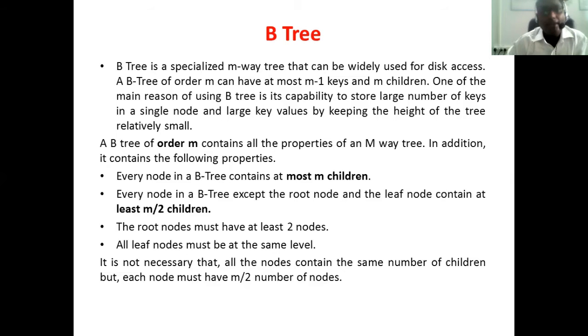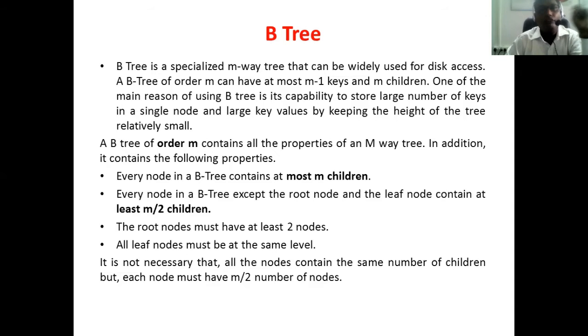So one of the main reasons for using a B tree is its capability to store a large number of keys in a single node, keeping the height of the tree relatively small. Here in a B tree, we keep the height of the tree relatively small. Our B tree will grow in depth. The B tree is itself a self-balanced tree, so the height of the tree will be maintained.